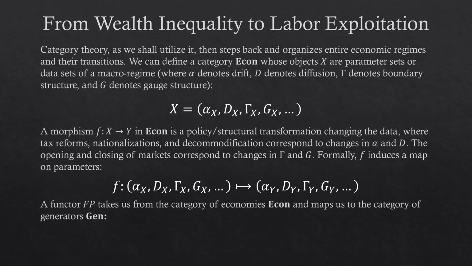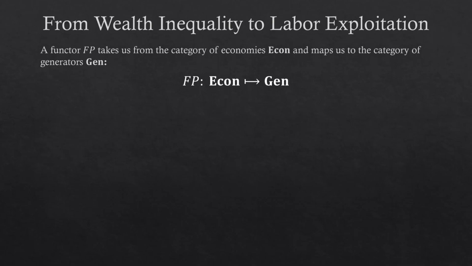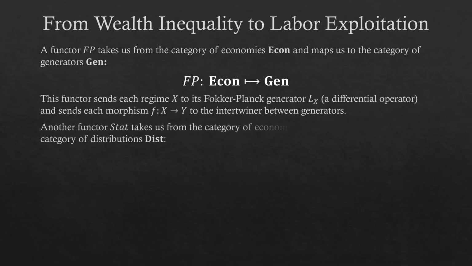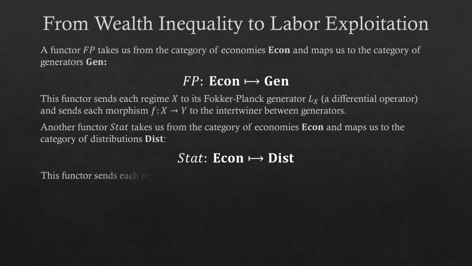A functor F_p takes us from the category of economies to the category of generators, which we denote by Gen. This functor sends each regime X to its Fokker-Planck generator L sub X, which is a differential operator, and sends each morphism F that maps us from X to Y to the intertwiner between generators. Another functor, which we will denote Stat, takes us from the category of economies to the category of distributions, which we shall denote Dist. This functor sends each regime X to its stationary distribution when it exists.